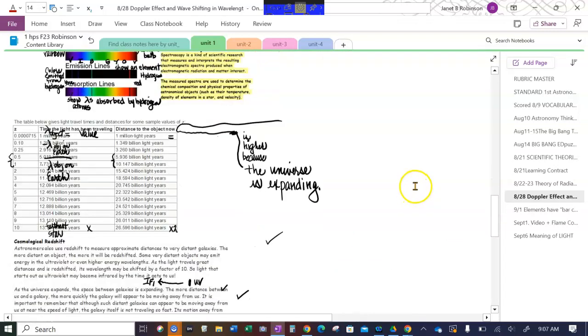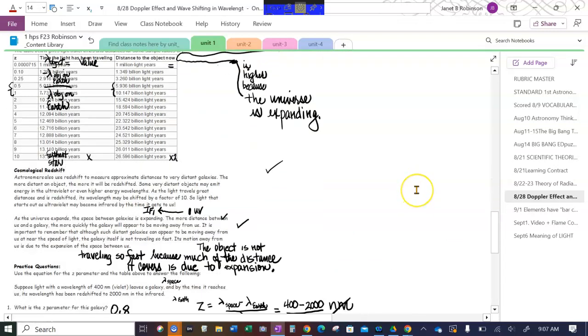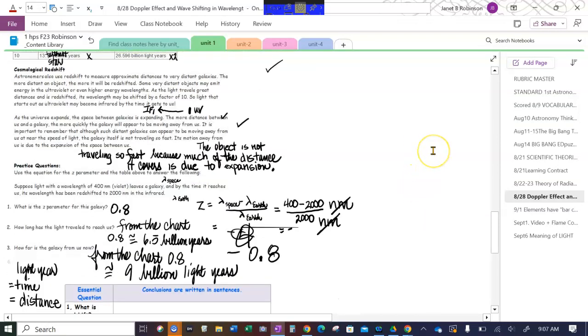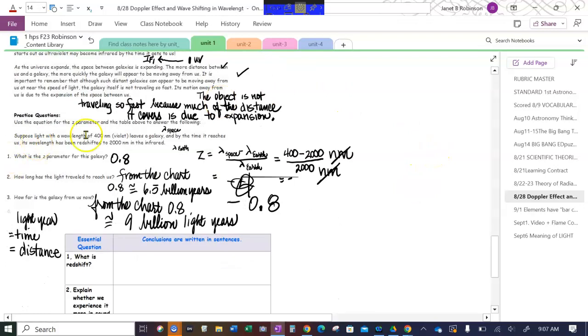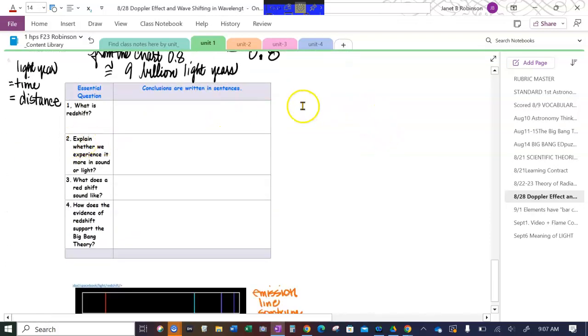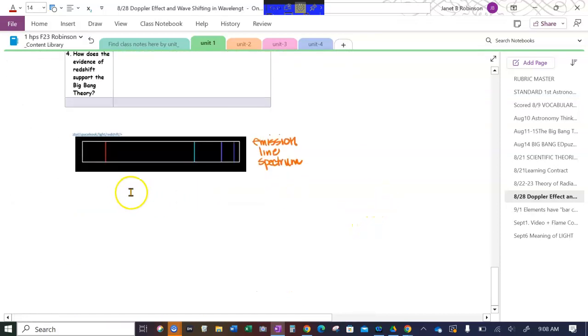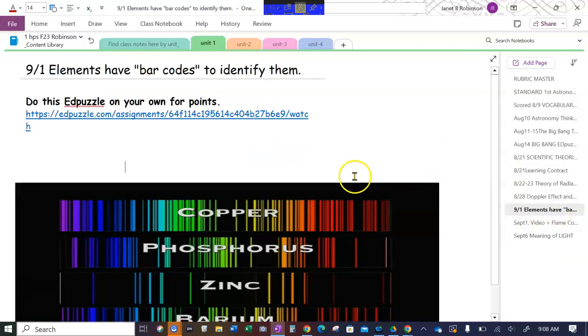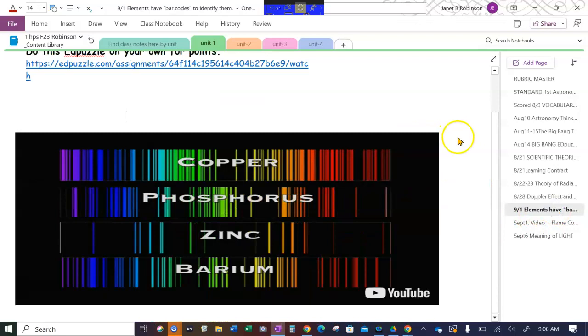So go back and look and remember the class notes. For those of you who were absent, the class notes are in the content library. So that's where I am now. I'm showing you this. Usually in the content library, though, I don't answer these questions because that's what I want you to do. And we got to the point, elements have barcodes, and that's where we started this review. All right, so we are done.